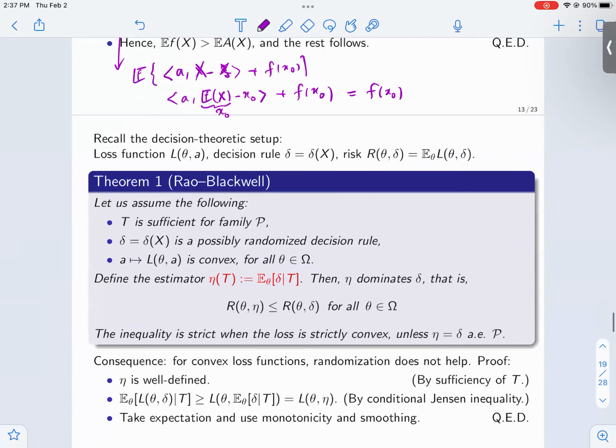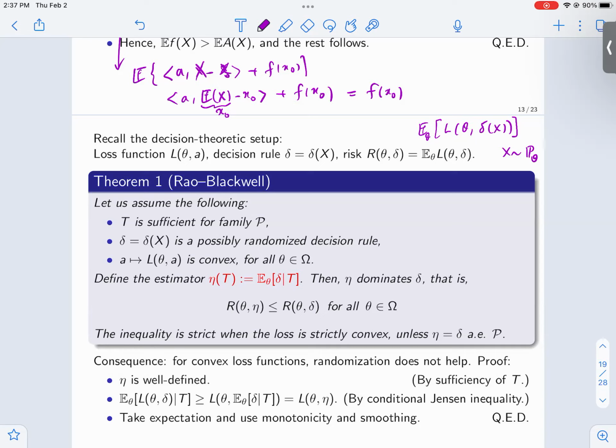Good. Now we get to the statistics. So recall the decision theoretic framework. We had this loss function, and we had a decision rule, and then we had the risk, which is the expectation of the loss of that decision rule. So if you want to write in more detail, this is L of theta, delta of x, right? And x is distributed like P theta. So there's some underlying probability model that this is coming from.